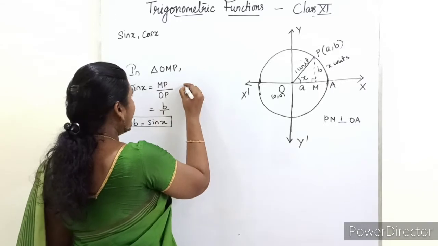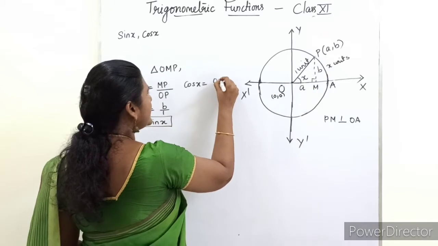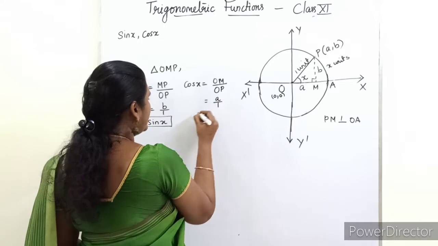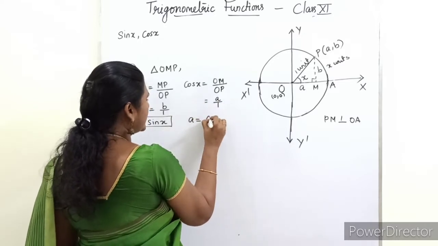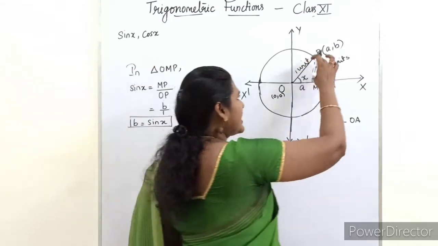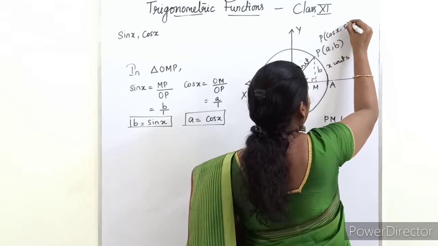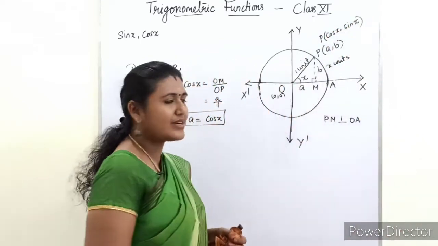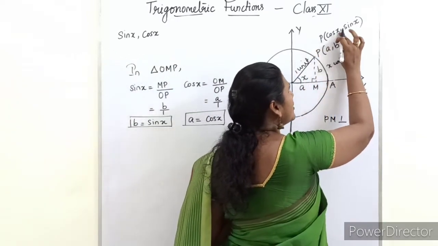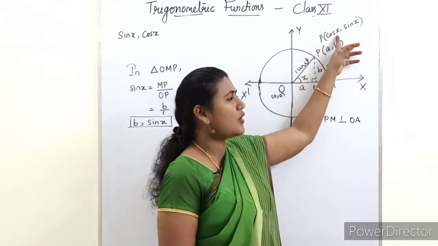Similarly, in the same triangle, cos x formula is adjacent side by hypotenuse, that is OM by OP, that is a by 1. So we get a is equal to cos x. So the x coordinate we got as cos x. So we can write this point P as (cos x, sin x). Any point P on a unit circle, if it subtends x radian at the center, has coordinates (cos x, sin x). So according to the angle we get the coordinates.